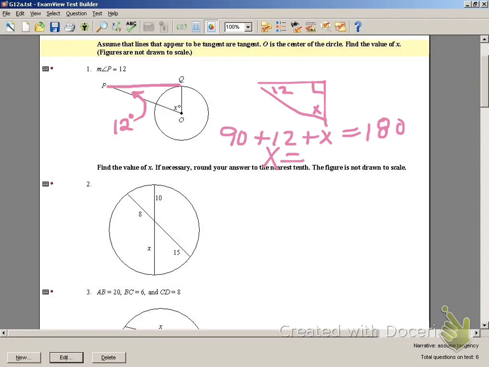So simply, 90 plus 12 plus x would equal 180. So x would equal 78 degrees.